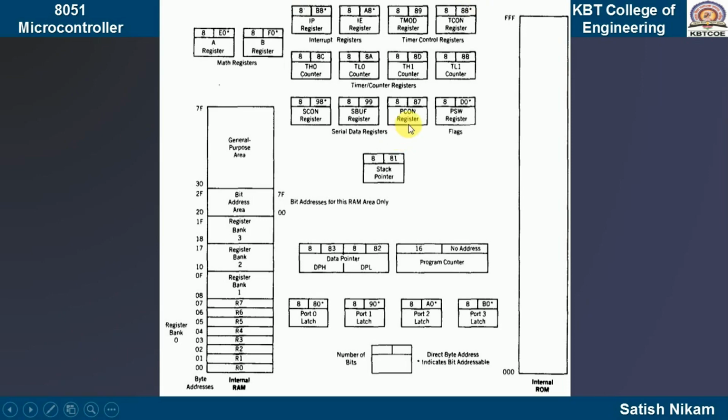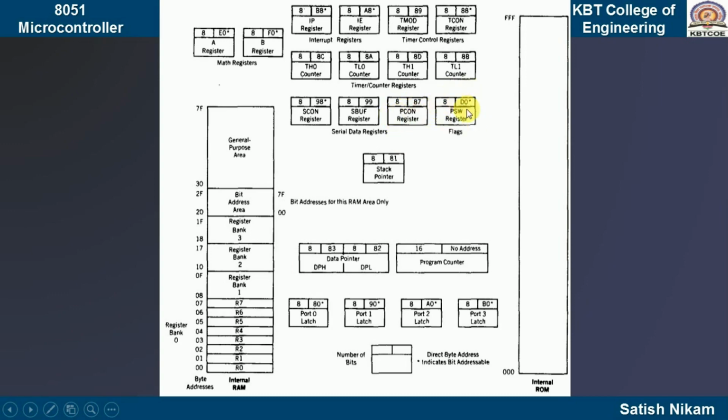Means suppose you have to save the power when my operation is not going on and the controller is waiting for something, it is supposed to go into the power down mode and idle mode. These are the 2 different modes that we will discuss in detail at the time of power control register. So PCON is the register, the full form is power control register.